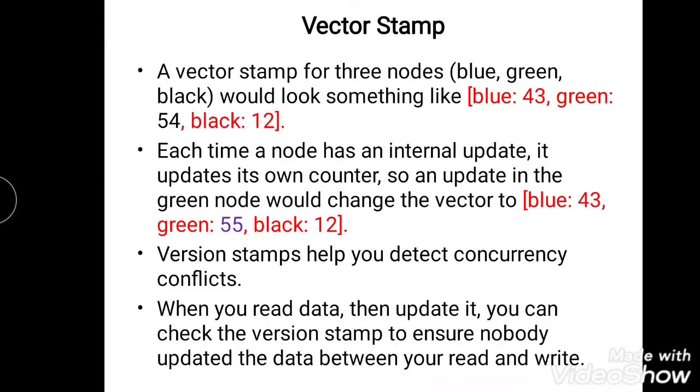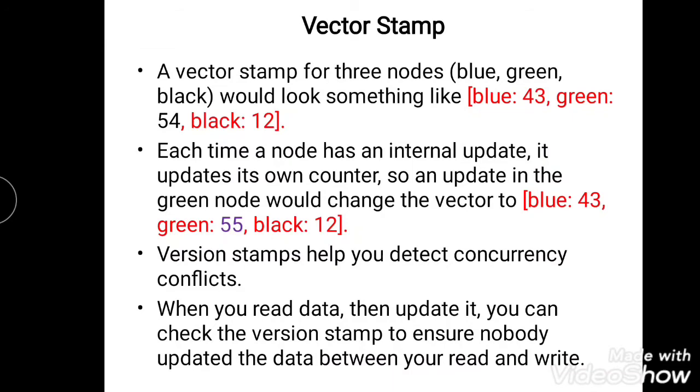When you talk about a conflict, when one reads data and another is reading data, it is not a conflict. Read and read will not result in a conflict, whereas if one is writing the data and the other is reading the data, that results in a conflict, and write and write results in a conflict. So these conflicts can be handled by vector stamps. Okay, so vector stamps help you detect concurrency conflicts.